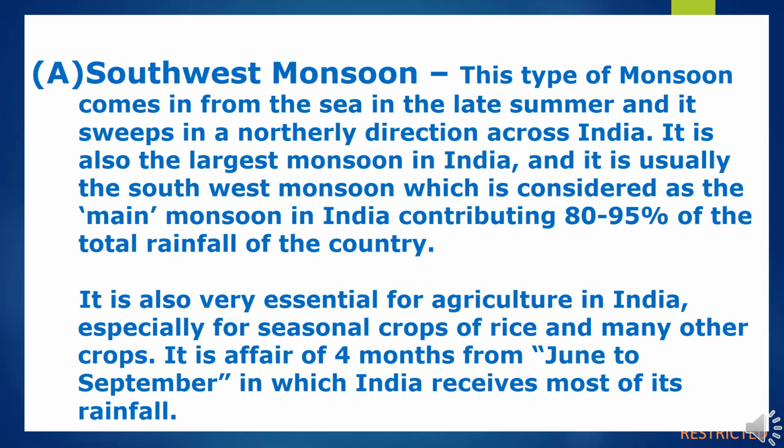It is an affair of 4 months from June to September in which India receives most of its rainfall, and because the Kharif season is the main season of India, this season is very important for Kharif season crops as well as water harvesting and preserving for next coming season crops.